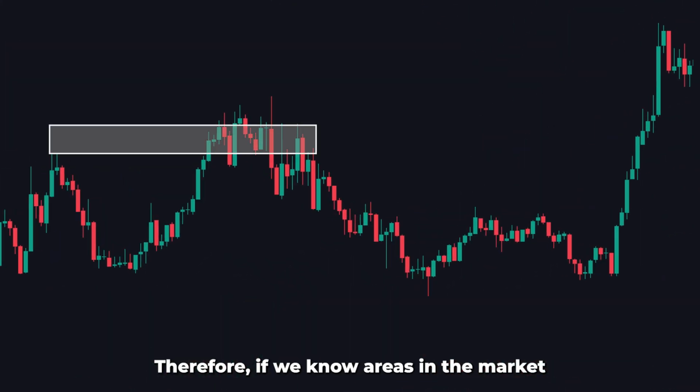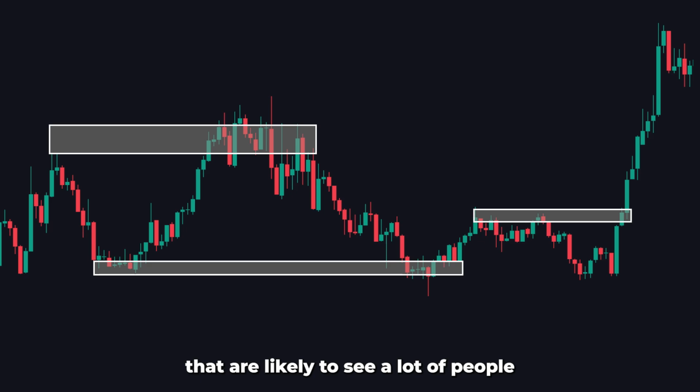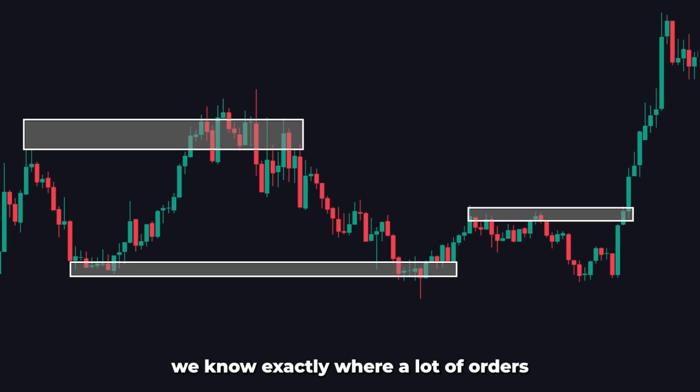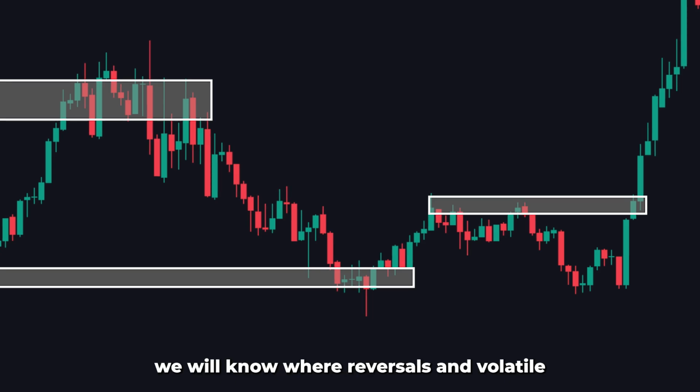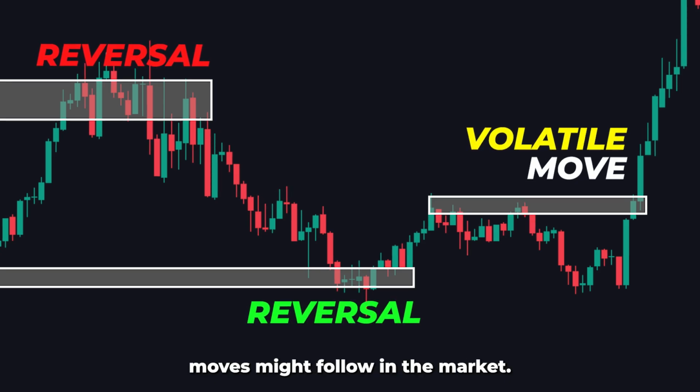Therefore, if we know areas in the market that are likely to see a lot of people being liquidated, we know exactly where a lot of orders are going to be executed, and therefore we will know where reversals and volatile moves might follow in the market.